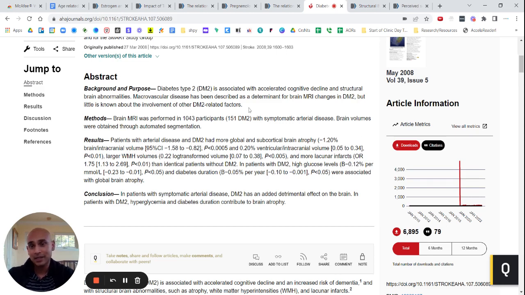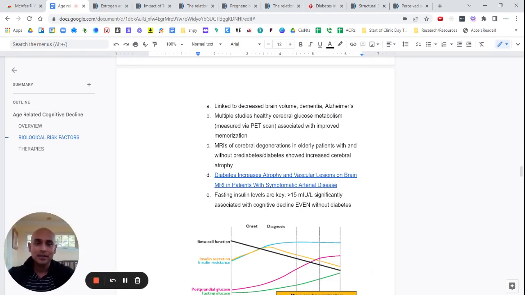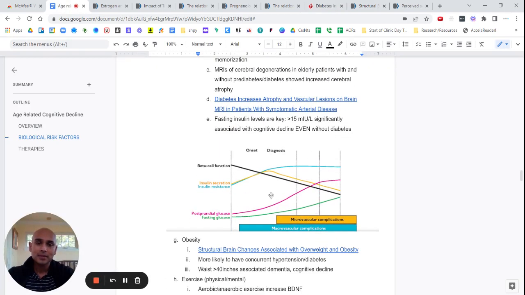So if you just had atherosclerosis without diabetes, you're likely to have less atrophy. So it definitely has an additive effect. And then the other thing to remember is you want to keep your fasting insulin levels under 15 milliunits per liter. Now, ideally, I like to keep these under 10 milli-international units per liter. And the reason behind it is the lower you keep these, the lower on the scale you are in terms of eventual diabetes.